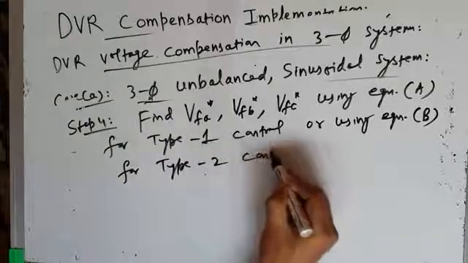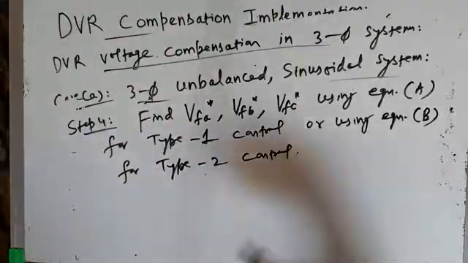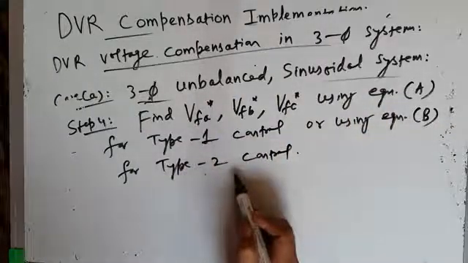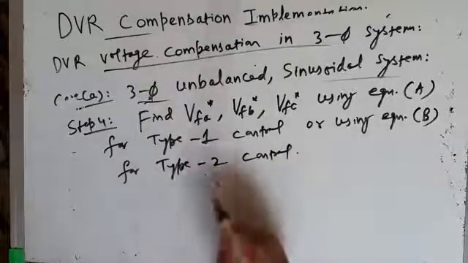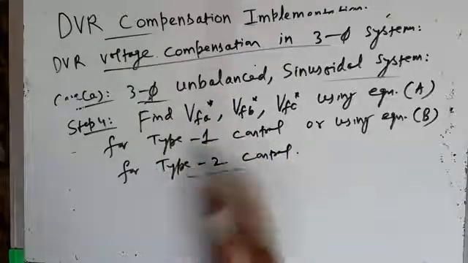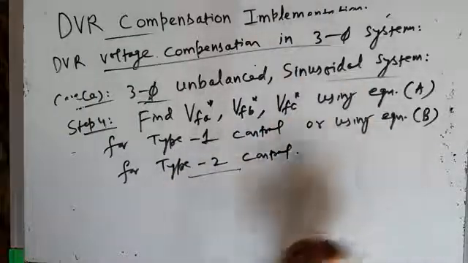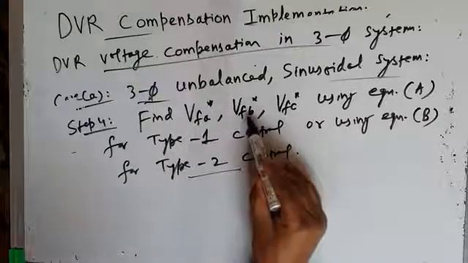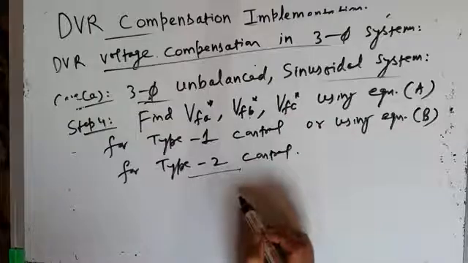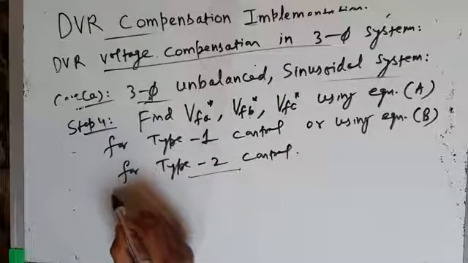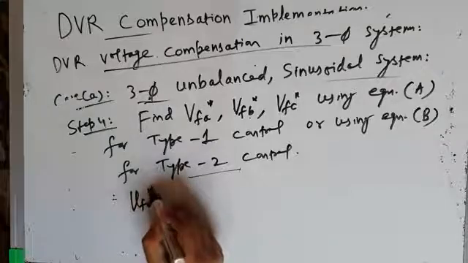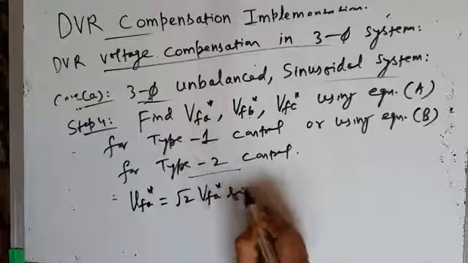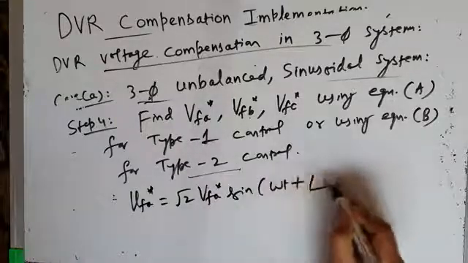If you don't have the information about feeder impedance, you don't know what is feeder resistance, how much is feeder reactance, use equation B for type 2 control. Okay, so you will now have 3 equations. You can go for type 1 control or type 2 control, whichever control you use. You can find RMS values of reference compensation voltages VFA star, VFB star and VFC star, right? So therefore, what will be instantaneous value of VFA star? That will be root 2 into RMS value of VFA star sine of omega t plus phase angle of VFA.